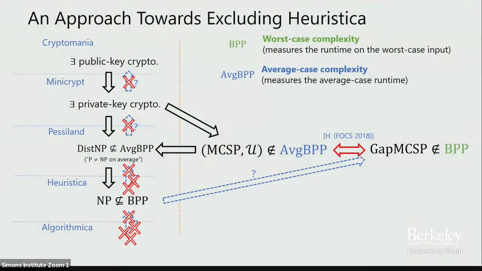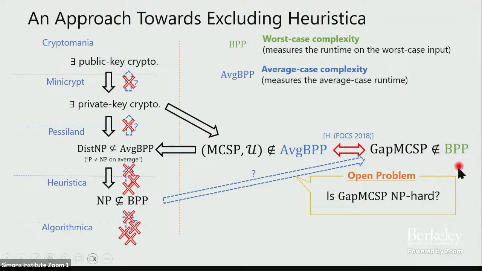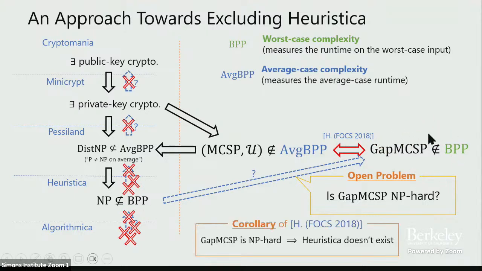And this gives our approach towards eliminating Heuristica. Let's consider this implication, which corresponds to whether we can prove NP-hardness of gap MCSP. If we can show that gap MCSP is NP-hard, it means that assuming NP is hard in the worst case, gap MCSP is hard. Although this is a big open question, we can combine this with the worst case to average case reduction, and conclude that assuming NP is worst case hard, then NP is hard on average. So this gives an approach towards eliminating Heuristica. Namely, if we can prove that gap MCSP is NP-hard, then we can eliminate Heuristica. That's a previous approach about eliminating Heuristica.